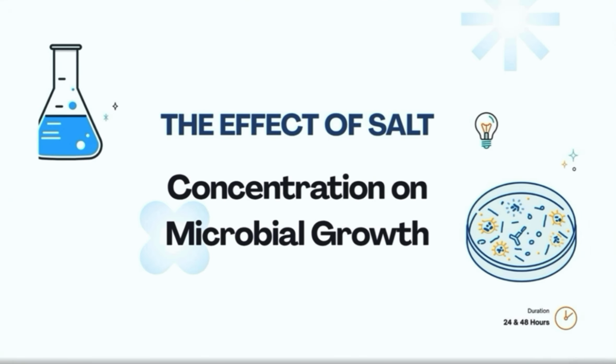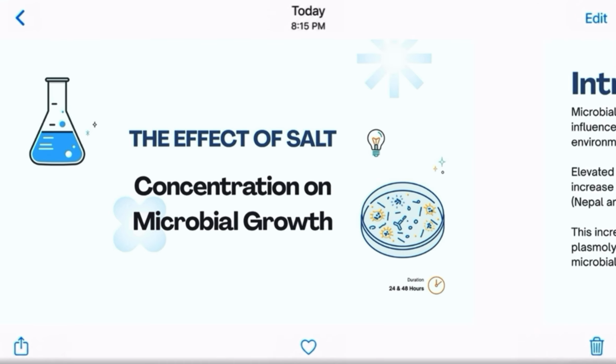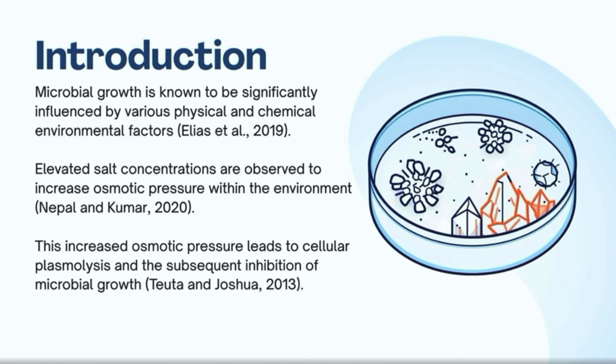Let's explore the precise relationship between salt concentration and microbial growth. Introduction. Microbial growth is known to be significantly influenced by various physical and chemical environmental factors. Elevated salt concentrations are observed to increase osmotic pressure within the environment. This increased osmotic pressure leads to cellular plasmolysis and the subsequent inhibition of microbial growth.